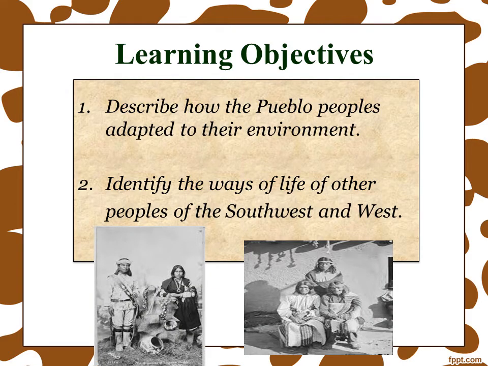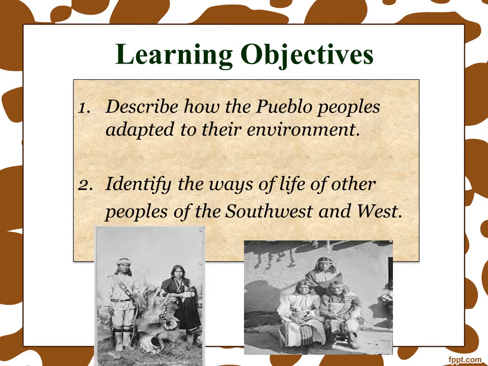By the end of this lesson, Grade 5 will be able to describe how the Pueblo peoples adapted to their environment. And number 2, you'll be able to identify the ways of life of other peoples of the Southwest and West. By the way, we use peoples here because we are talking about different or distinct groups of Native Americans within the same region. Please remember that we use the one with S only to refer to an ethnic or national group, right? But people without S is used in general as the plural of person.